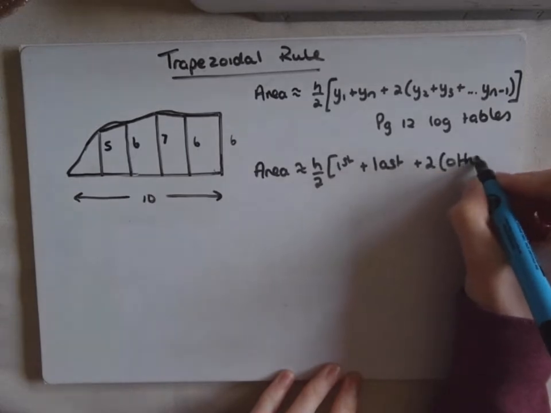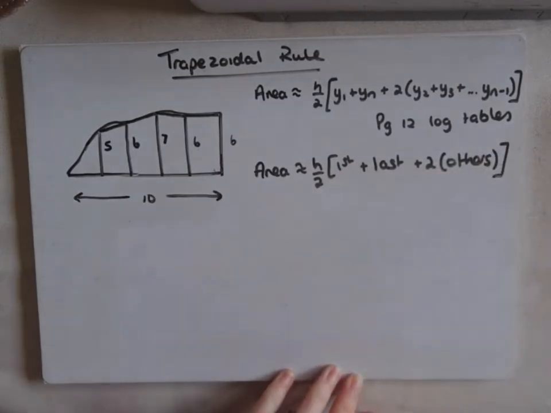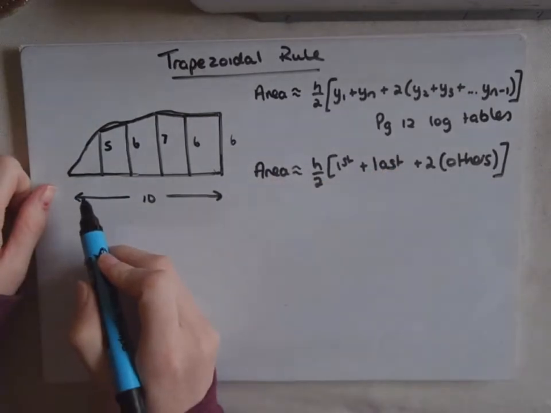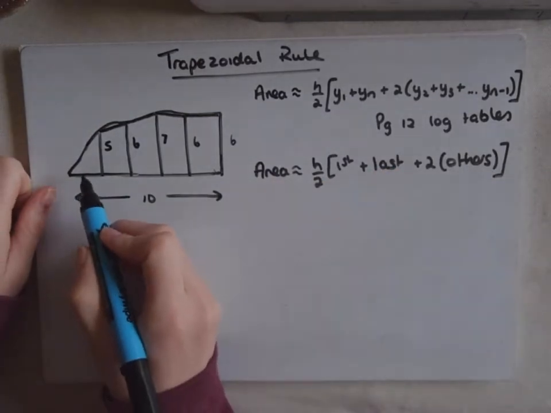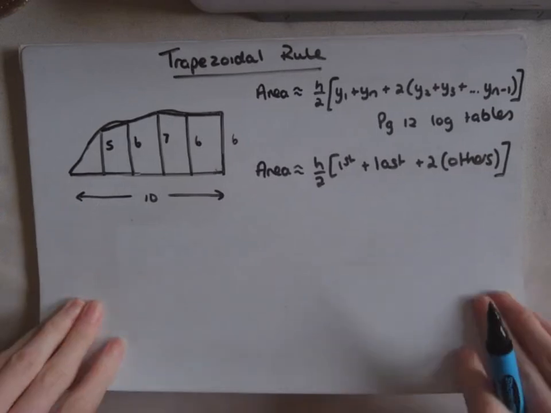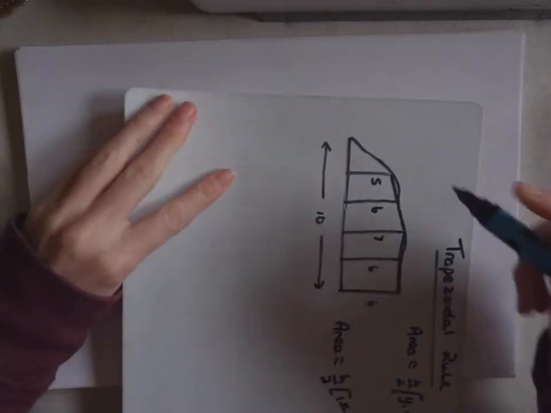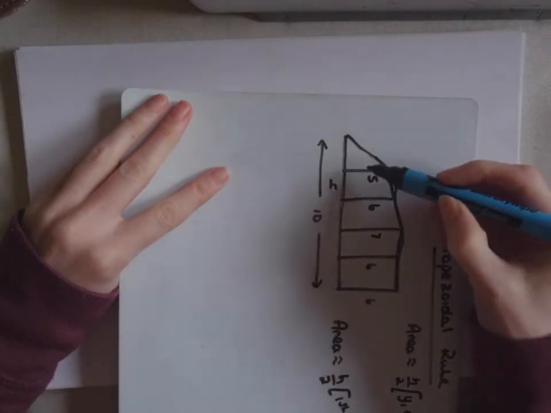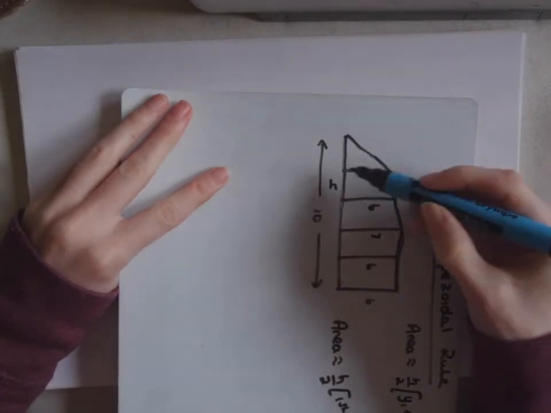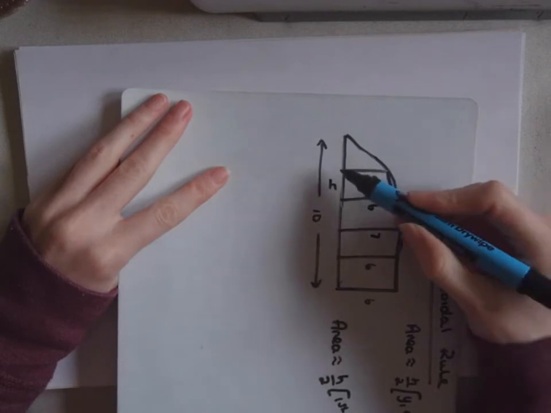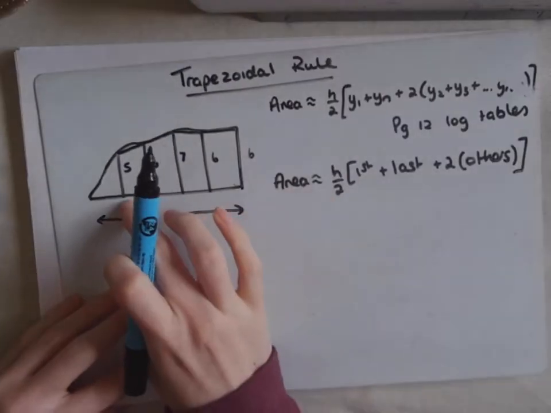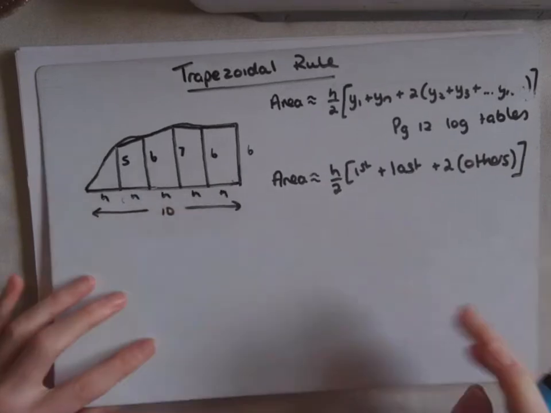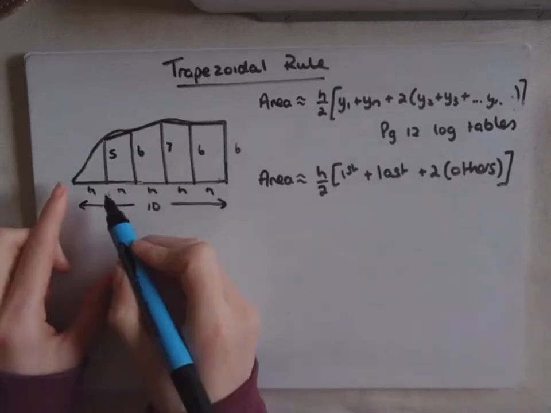Now, your h comes from this. If you think about these being a trapezium on the side, this is your h, your height. Remember your formula for a trapezium is (a plus b) over 2 times h. So that's where the h comes from. h is each one of these down here, and your h should be the same because it's equal intervals. To use this rule, you must have equal intervals.